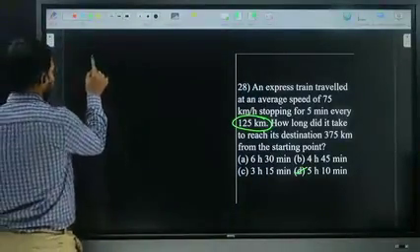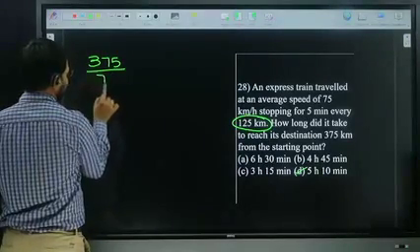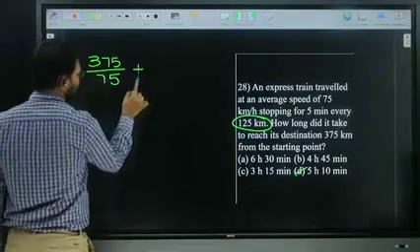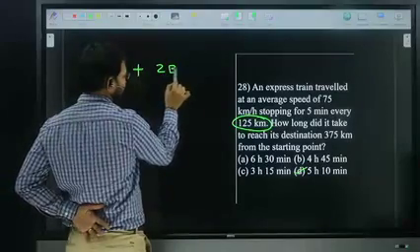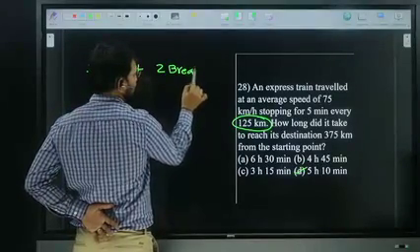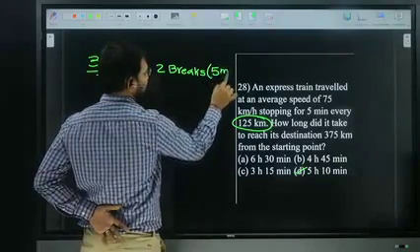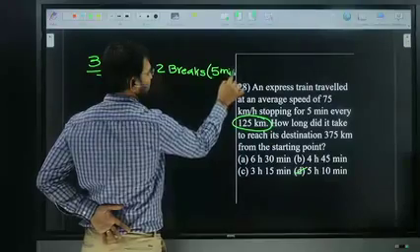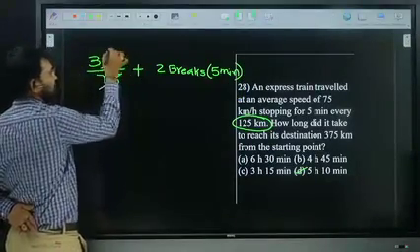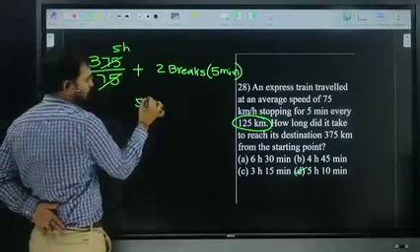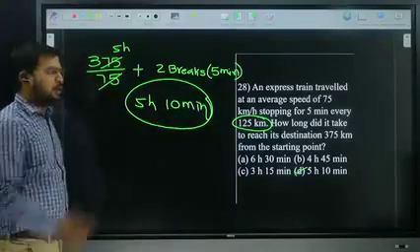So once again I will explain. Total distance is 375 kilometers. Speed is 75. This is journey time, plus 2 breaks are possible. 2 breaks, not 3 breaks. One break is nothing but 5 minutes. So 2 breaks is nothing but 10 minutes. So 375 by 75 is 5 hours, and the total is 5 hours 10 minutes.